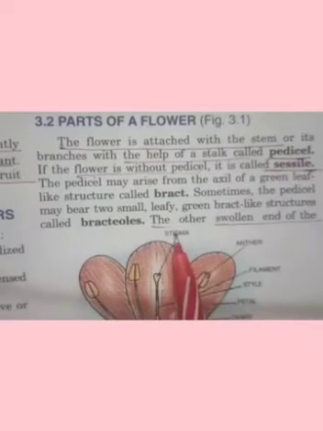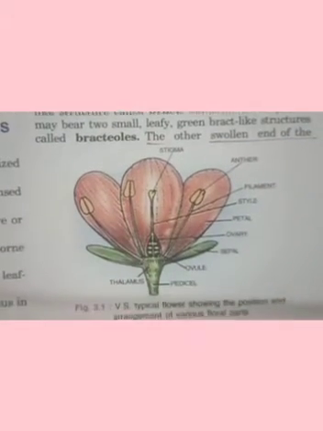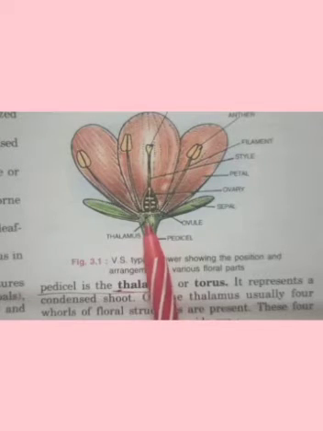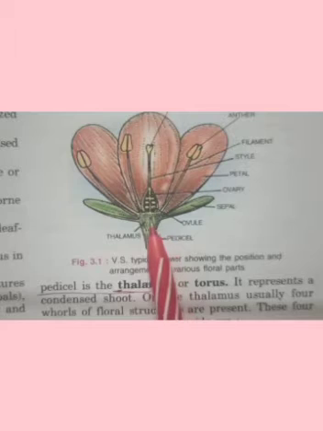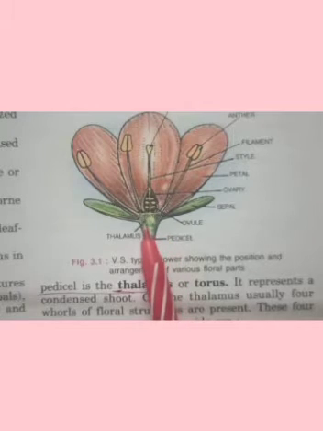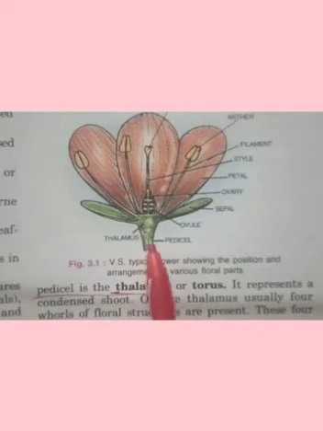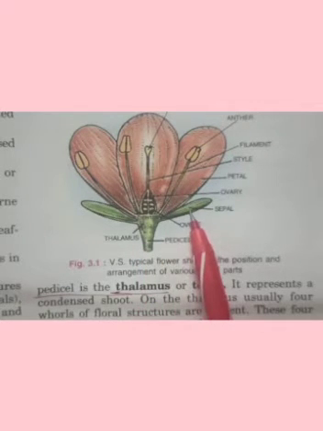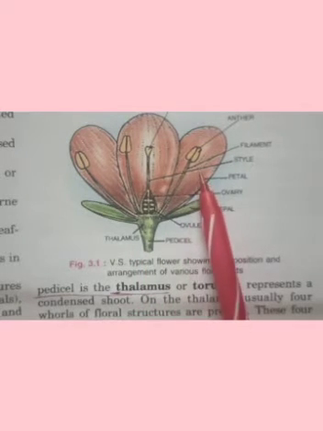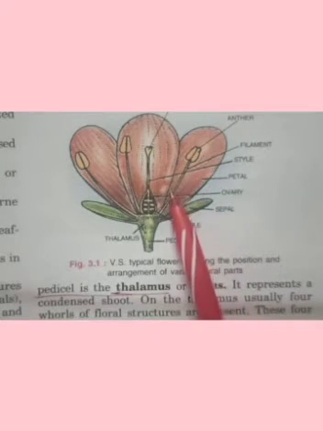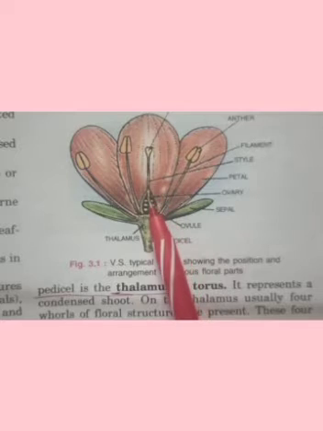Then the swollen part of that pedicel is called what? Thalamus. This is your pedicel, and the swollen part of pedicel is called what? Thalamus. Now, in general, a flower has four main whorls. First is called calyx, that is your sepal. Second is called corolla, that is your petals. Third is your androecium, and fourth one is your gynoecium.